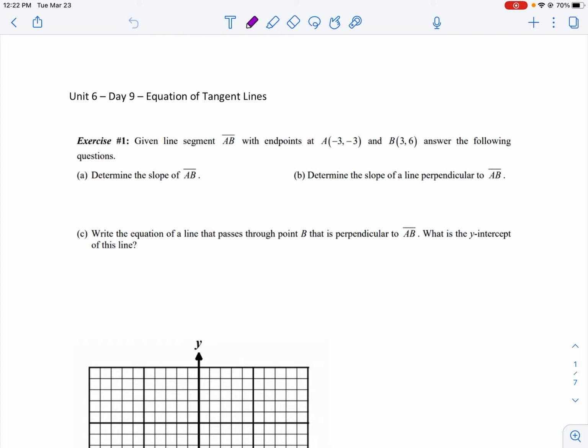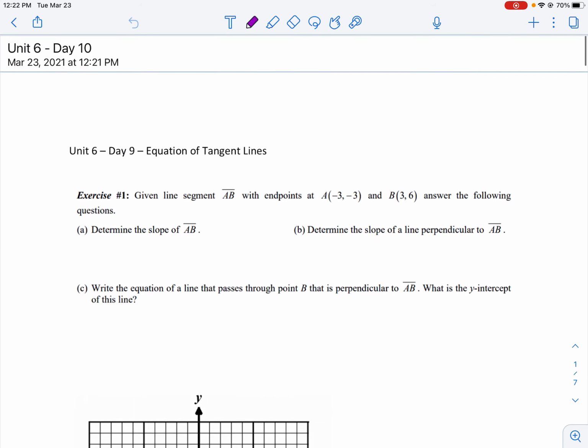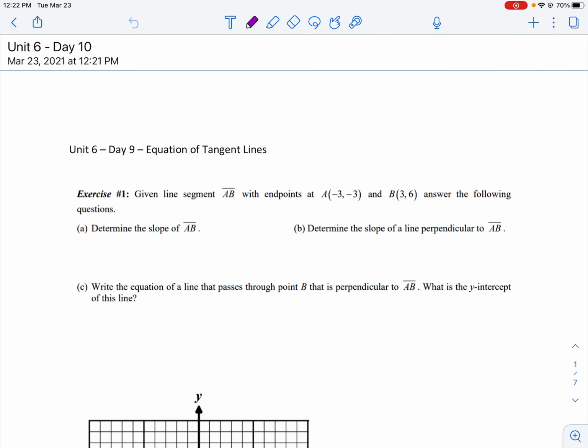All right, so we're going to be talking about the equations of tangent lines. Before we get started, let's take a look at exercise 1. Given a line segment AB with endpoints (-3, -3) and (3, 6), answer the following questions. Determine the slope of AB, and then determine the slope of a line perpendicular to AB.